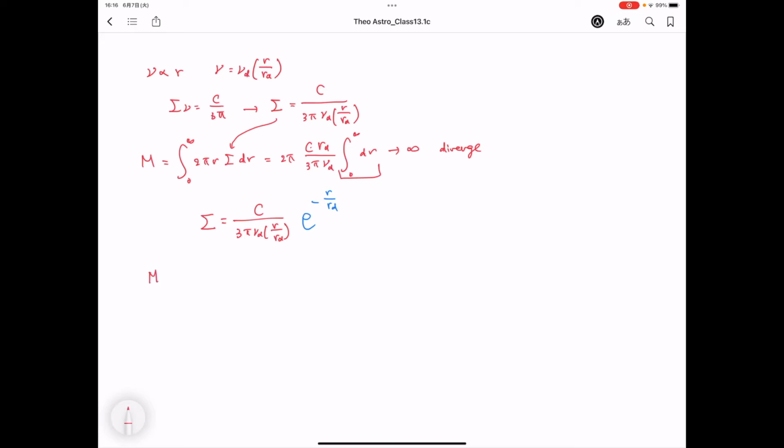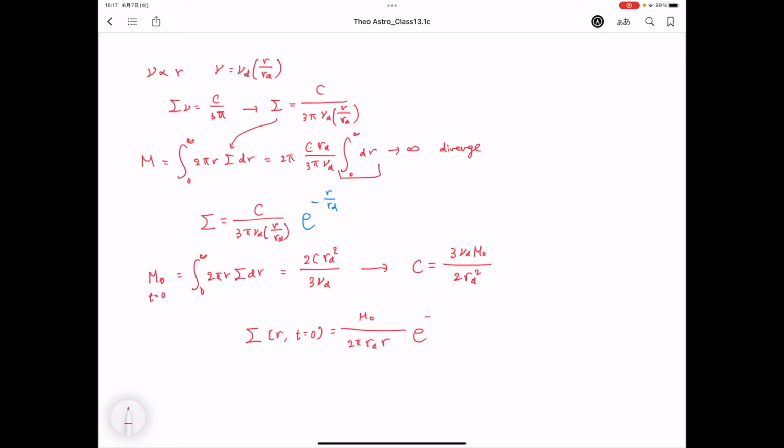Then we can calculate the total mass at t equals 0. If you perform the integral, this is the total mass of the disk at t equals 0. So from this equation, you can find the integration constant C. Then Σ at t equals 0 is going to be M sub 0 over 2π r sub d r times exponential of minus r over r sub d. So this is the surface density at t equals 0.